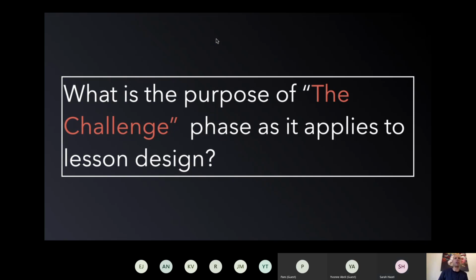What is the purpose of the challenge phase as it applies to lesson design? So if we reflect back to that hero's journey model that I showed, students have been engaged, their curiosity has been sparked, and this was the focus of last class. Okay, now we're moving into the challenge. Let's try and be specific though. What are we trying to do to our students during this phase? Because it's probably the most challenging of the phases of the lesson cycle.